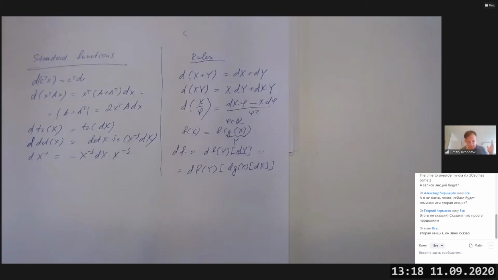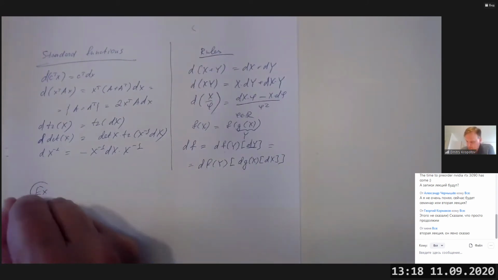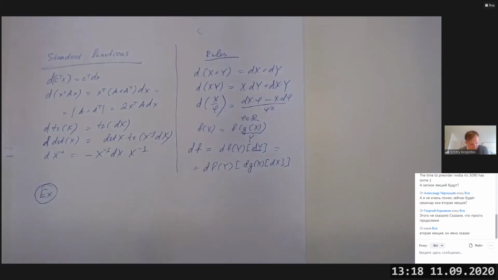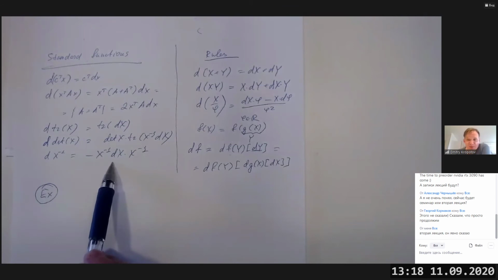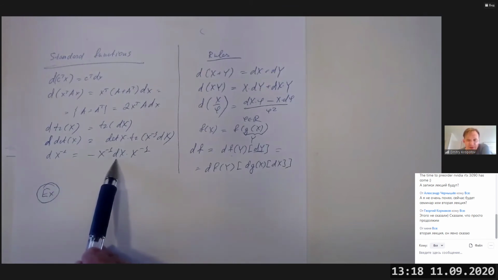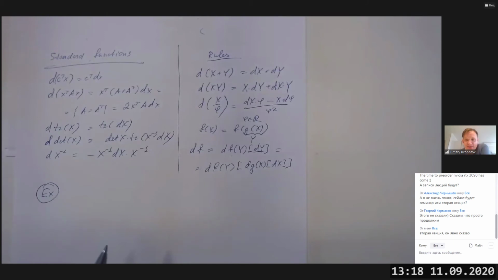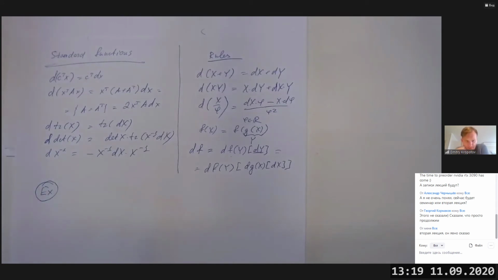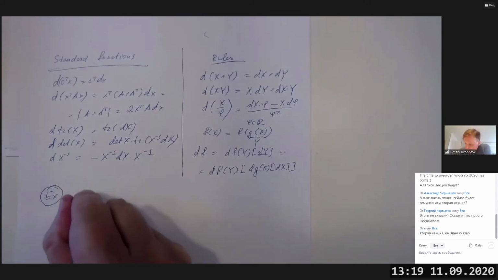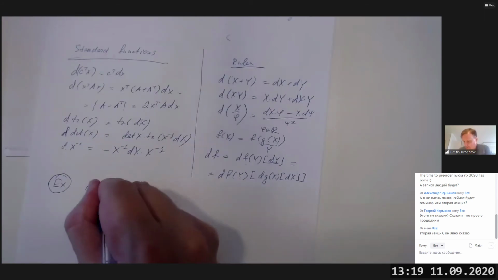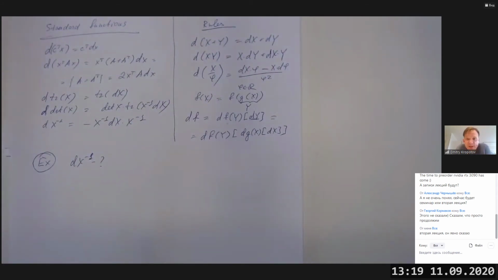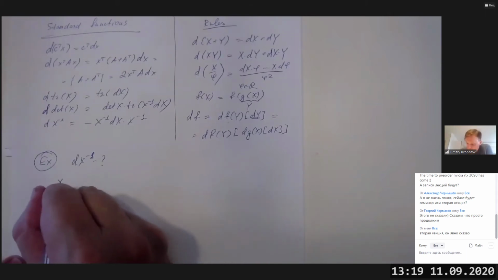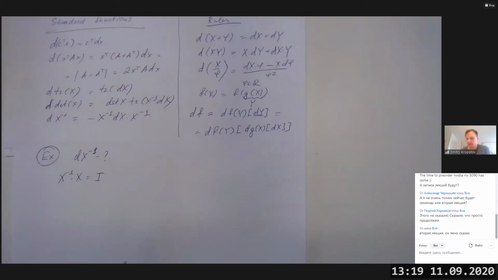And now, just for simplicity, let's consider some examples. By the way, let's start with the last standard differential. Let's try to derive how to calculate the differential of the inverse matrix. So what is the inverse matrix? By definition, the inverse matrix is some matrix such that the product with X is equal to the unity matrix.